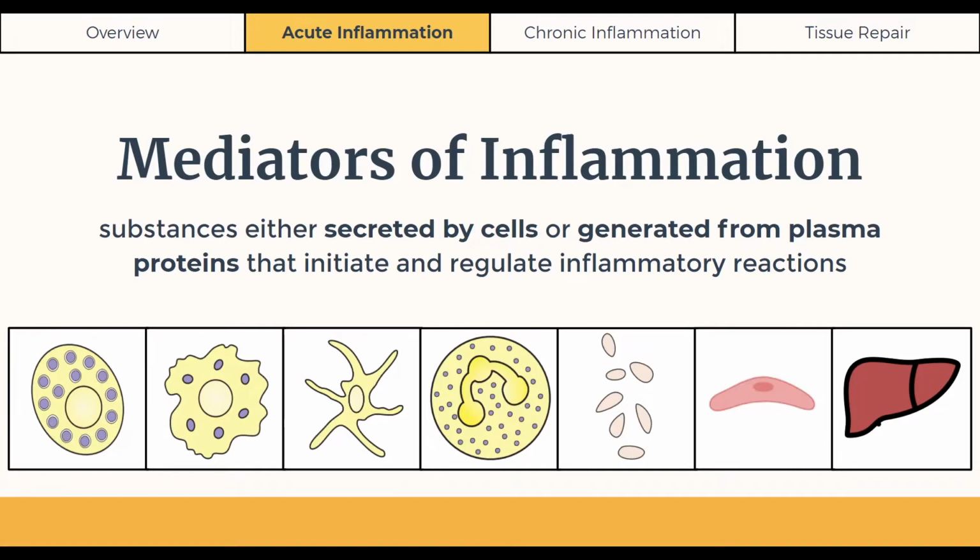Sa slides, isang table lang ang pinakita ni Sir. So for this podcast, bigyan lang natin ng onting need to knows yung major mediators. And nilagay ko lang din dito ang mga gumagawa ng mediators na to, which include mast cells, macrophages, dendritic cells, neutrophils, platelets, endothelial cells, and the liver.